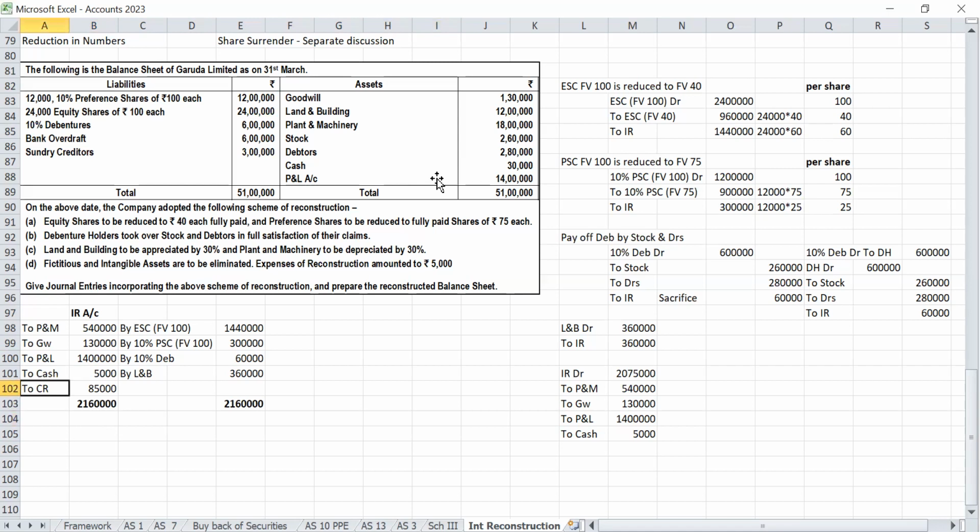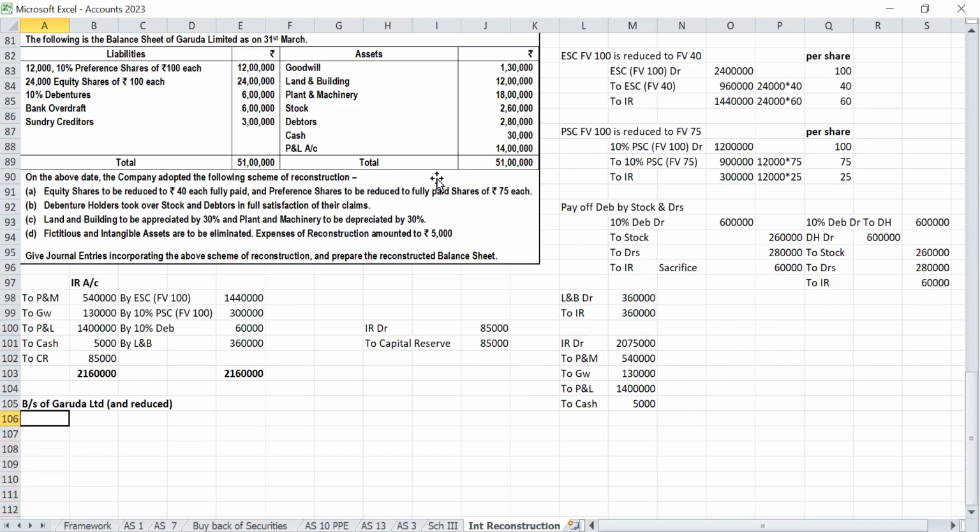Please remember, by preparing the internal reconstruction account, we have computed the amount. We have to pass entry for that. Internal reconstruction account debit to capital reserve, how much? 85,000. Clear? Yes, sir. Balance sheet of Bharat, as reduced. Sir, till now, no problem. Yes, sir. No problem, sir.